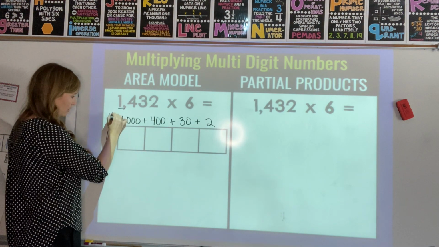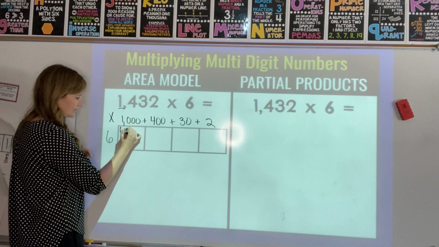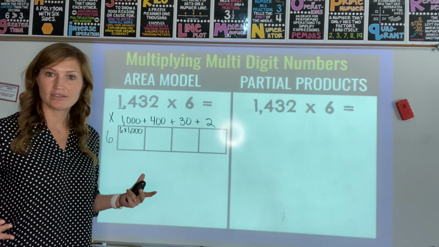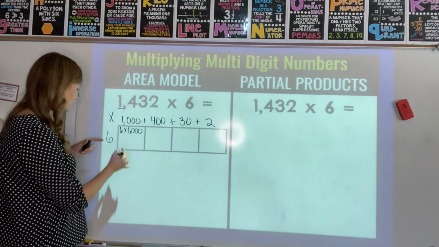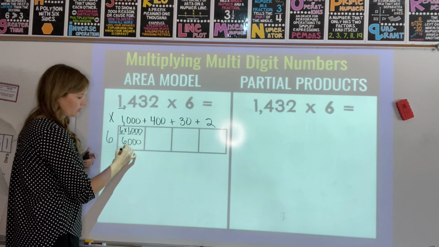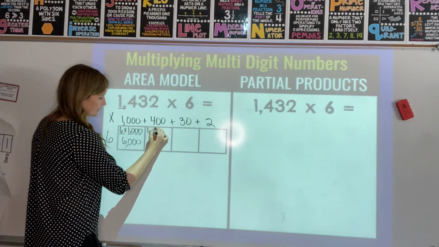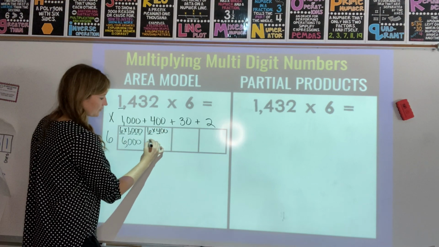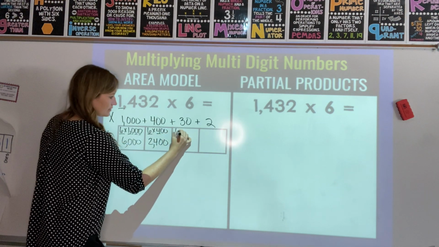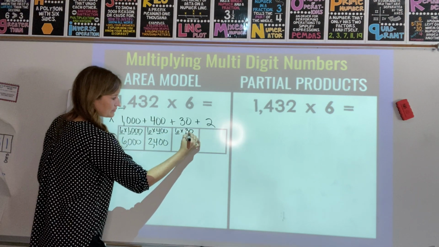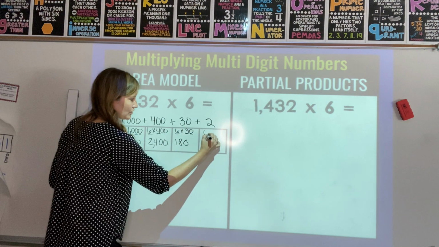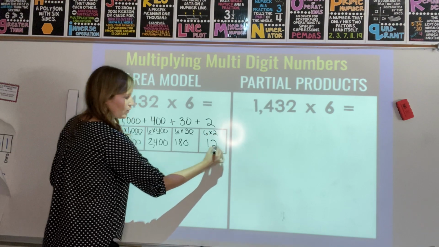So, 6 times 1,000. Students can use their understanding of multiplying numbers with zeros to help. So 6 times 1 is 6, and they're going to add 3 zeros. 6 times 400. 6 times 4 is 24, and add 2 zeros. 6 times 30, 6 times 3 is 18, and add 1 zero. And 6 times 2 is 12.